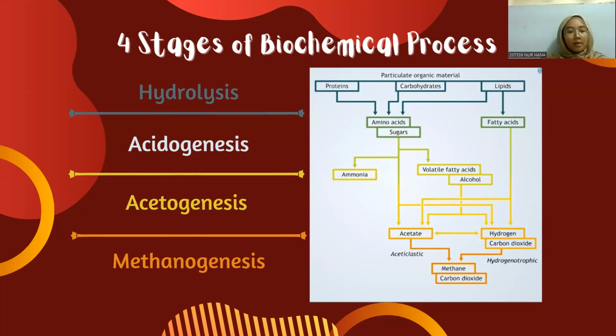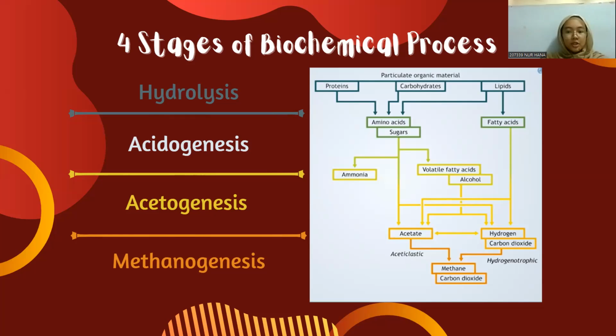The second step is acidogenesis. That's where sugar and amino acids are converted. The third step is acetogenesis. That is where the substances are then transformed into hydrogen, carbon dioxide, and acetic acid. Finally, the last step is methanogenesis, where the methanogenic bacteria convert hydrogen and acetic acid into methane and carbon dioxide.